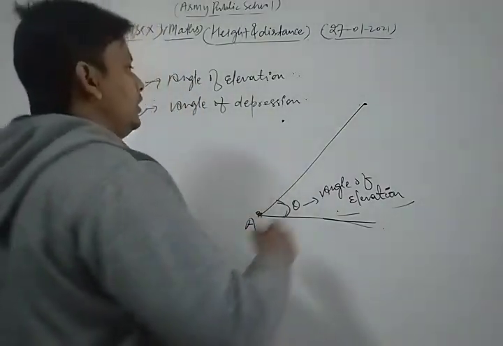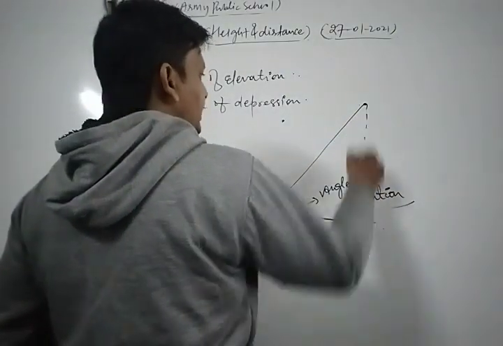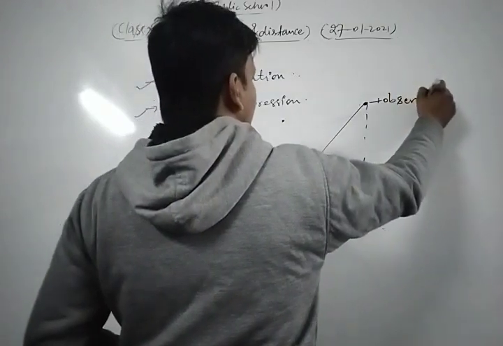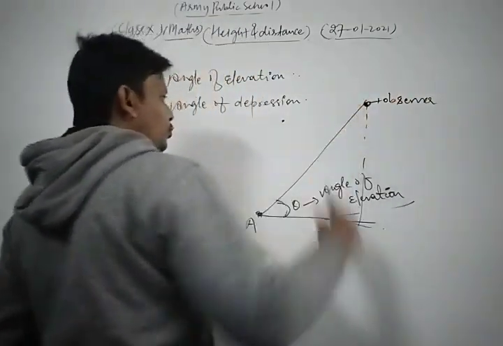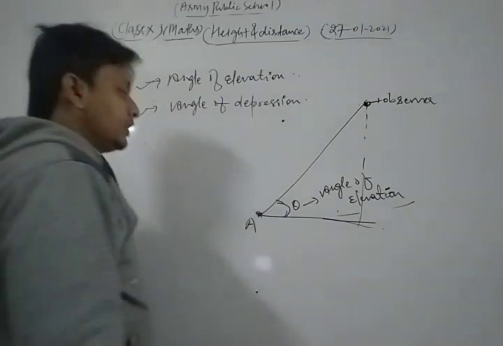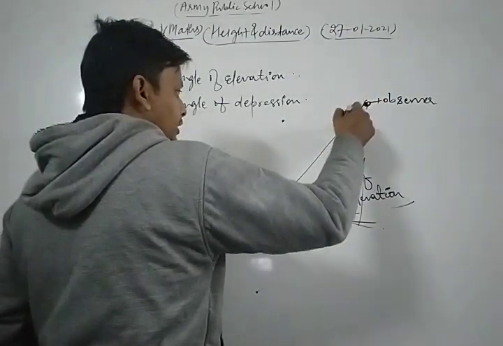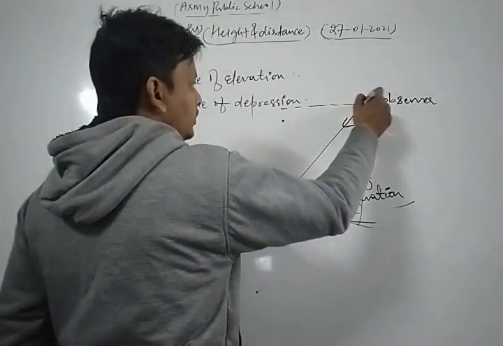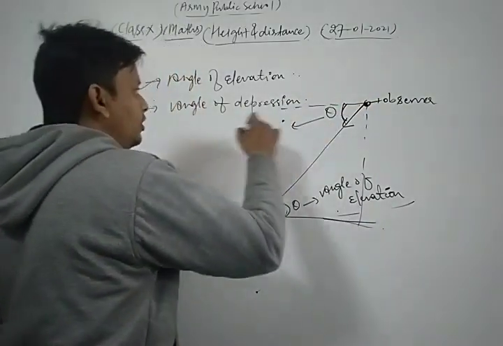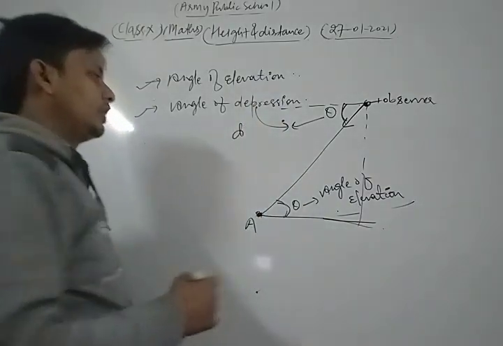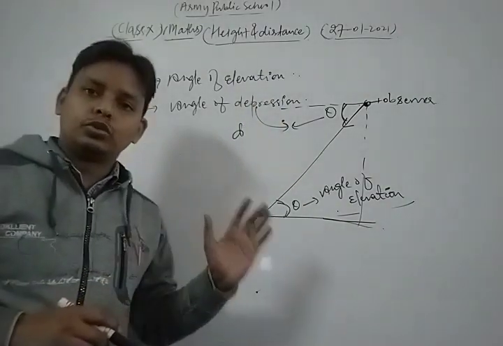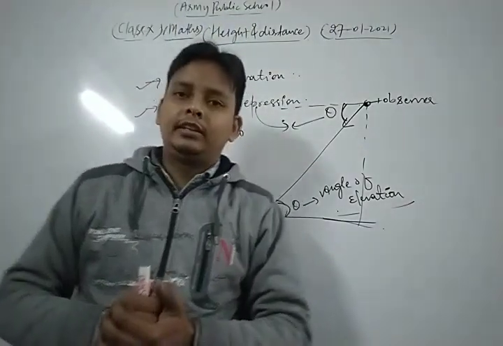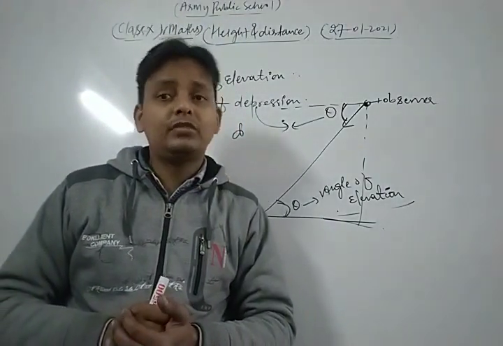Now what is the angle of depression? Let's see. Suppose the observer is placed at that point and we see an object below. Now that angle is known as the angle of depression. This angle is known as the angle of depression. So this is the concept of angle of elevation and angle of depression.